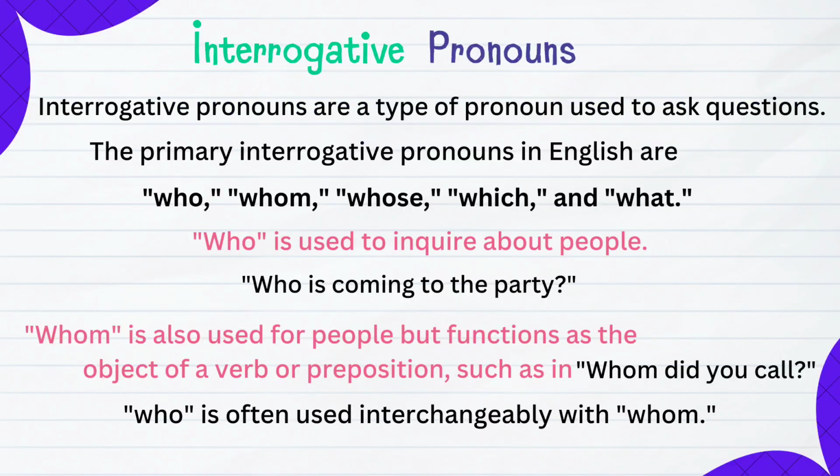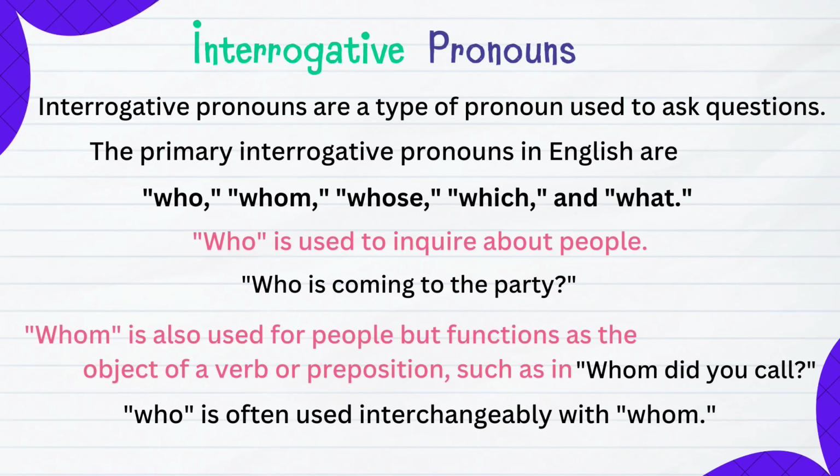Interrogative pronouns. Interrogative pronouns are a type of pronouns used to ask questions. They are essential in both written and spoken language for gathering information. The primary interrogative pronouns in English are who, whom, whose, which, and what. Each of these pronouns serves a specific function in a sentence, helping to identify people, objects, or information that the speaker or writer seeks.